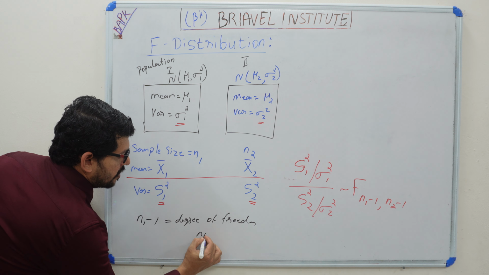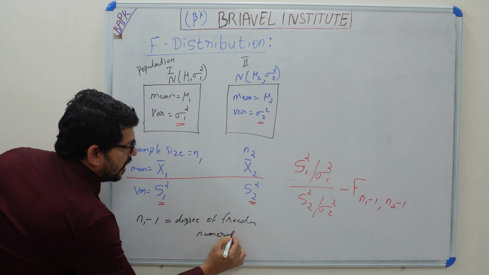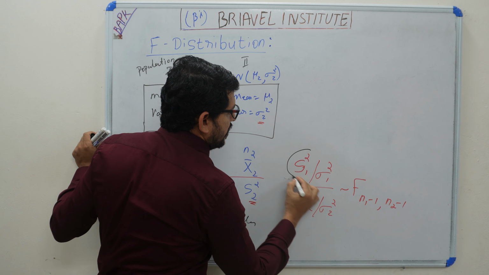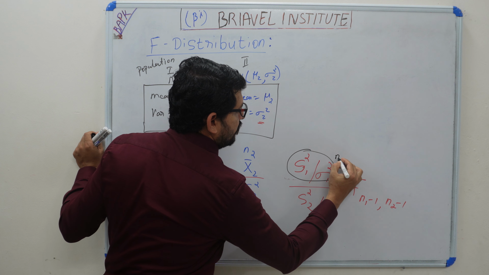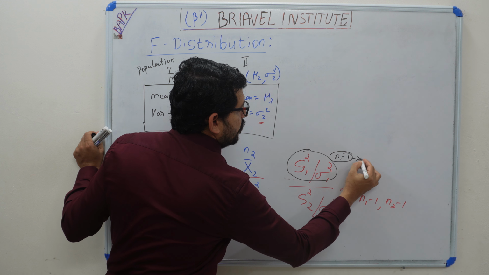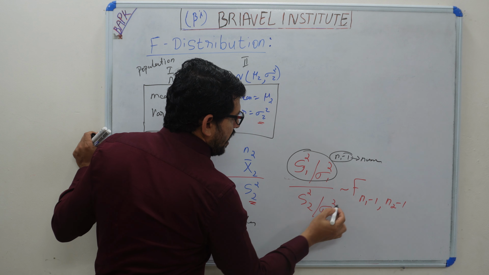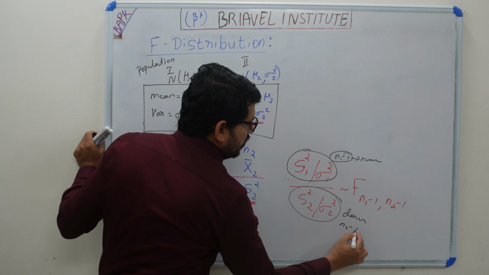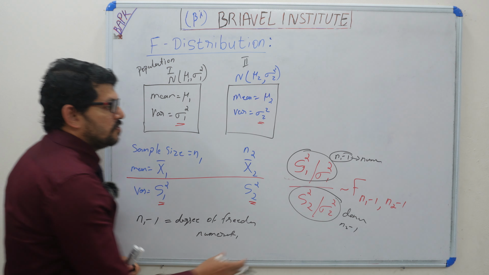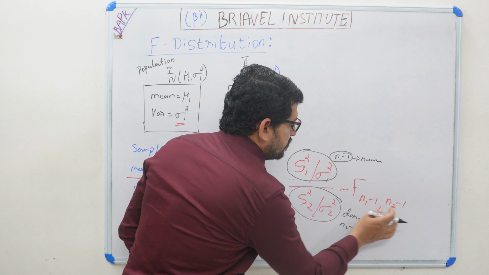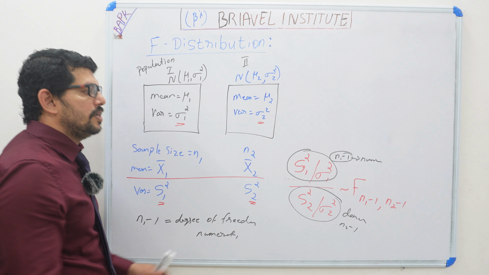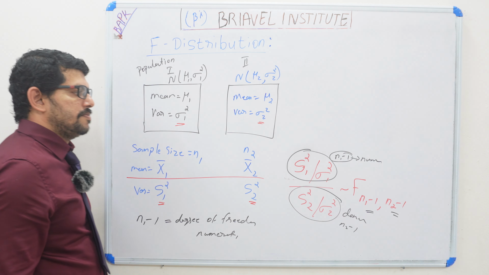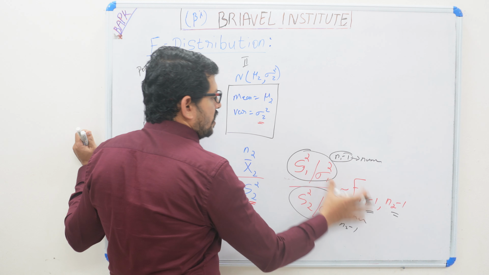This term is the numerator, and we call its degree of freedom n1 minus 1. This is the denominator, and its degree of freedom is n2 minus 1. So in the F distribution we have two degrees of freedom, n1 minus 1 and n2 minus 1, and both decide the shape of the distribution. So this is the formula for the F distribution.